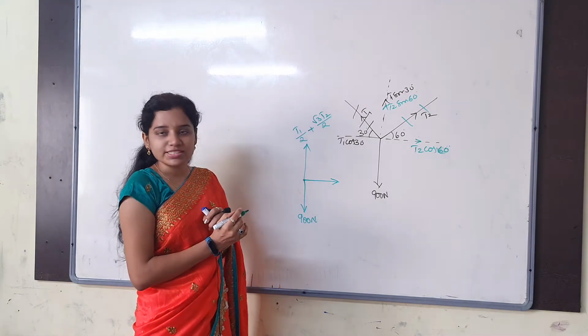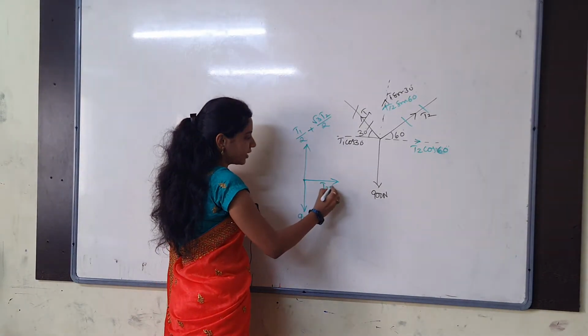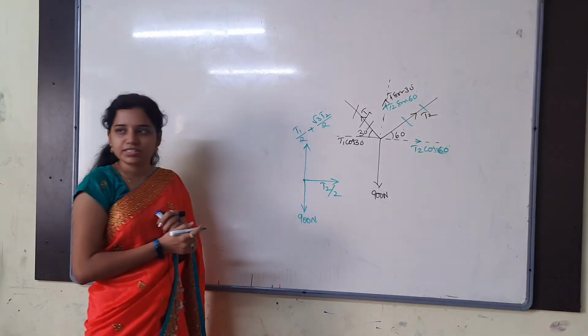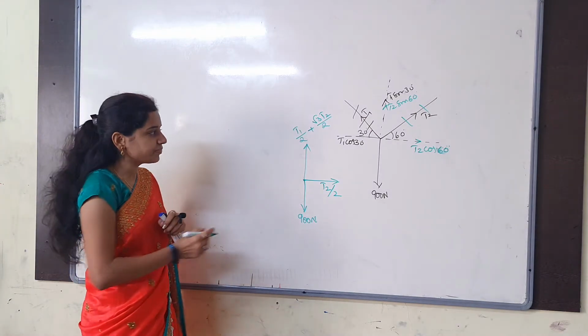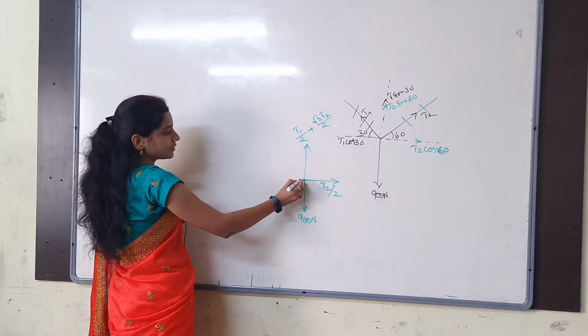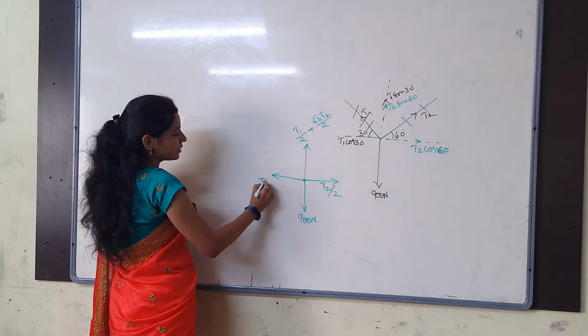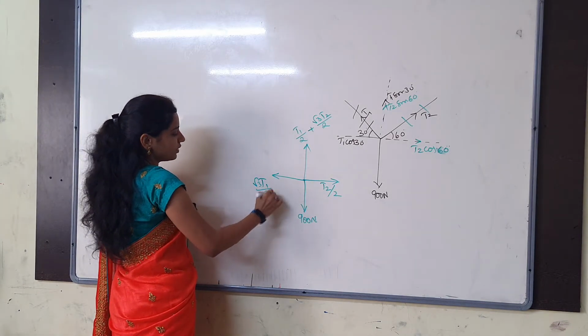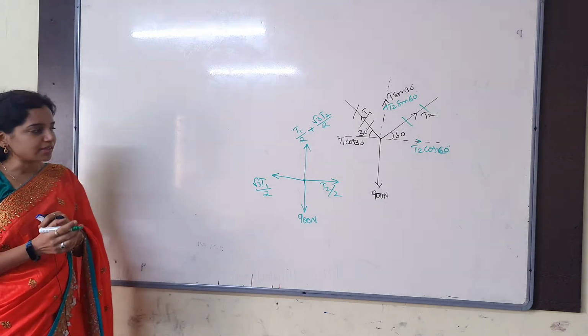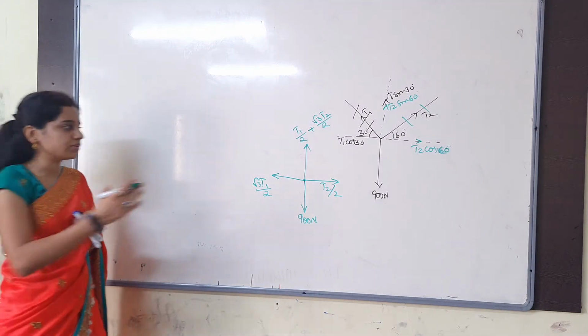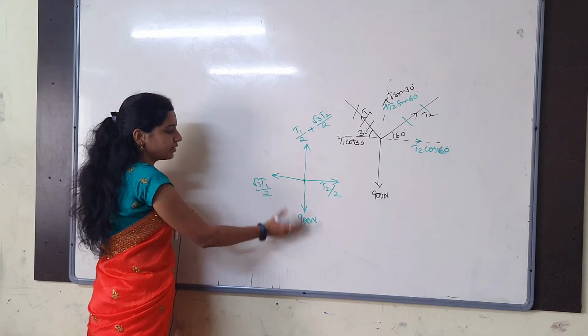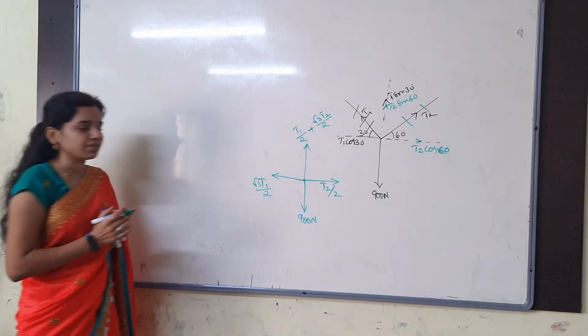T2 cos 60. T2 cos 60 is nothing but, shall I write that as T2 by 2? Cos 60 is how much? 1 by 2 of course. Left side along the negative x-axis what are we having? T1 cos 30, which is nothing but root 3 T1 by 2. These are the 4 vectors I have: one along the positive y-axis, negative y-axis, positive x-axis and then negative x-axis.